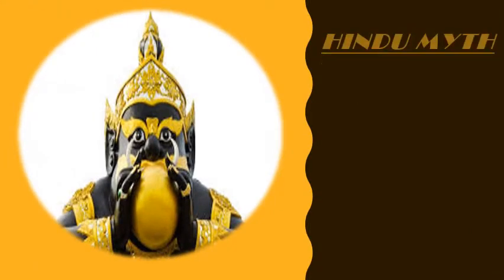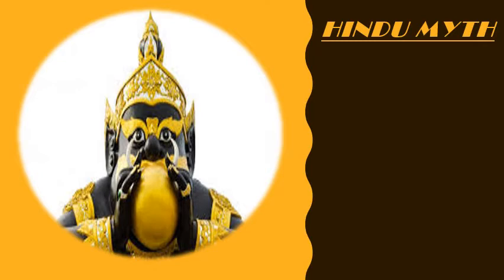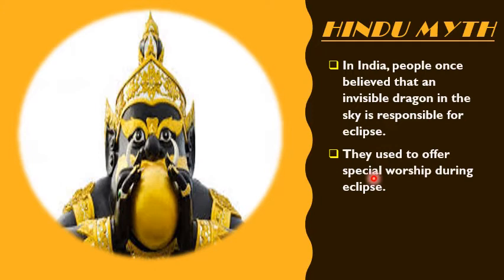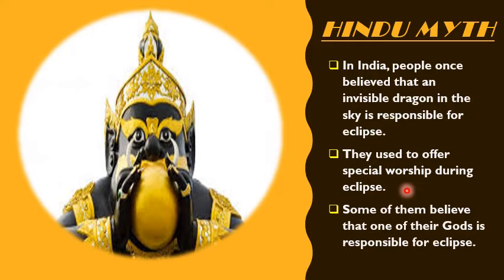So here is another myth about solar eclipse, and that is a Hindu myth. What they used to believe: in India, people once believed that there is an invisible dragon in the sky that is responsible for eclipse. Like Chinese people, there were some people in India who believed that there is an invisible dragon in the sky and that dragon is responsible for eclipses. So what they used to do? They used to offer special worship during eclipse. And some of them believe that one of their gods is responsible for eclipse.